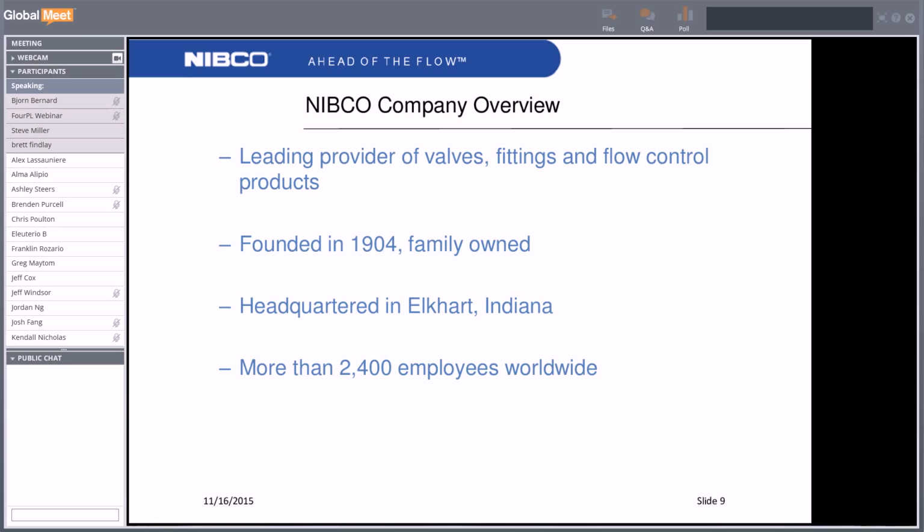We're a privately held company founded in 1904. And our CEO and chairman, Rex Martin, is the great-grandson of Caspar Schweitzer, NIBCO's founder. We are a U.S.-based company with our corporate offices located about 2 hours east of Chicago in Elkhart, Indiana, and we have 12 manufacturing and distribution facilities located throughout the U.S., Mexico, and Poland. All told, NIBCO employs more than 2,400 associates worldwide.